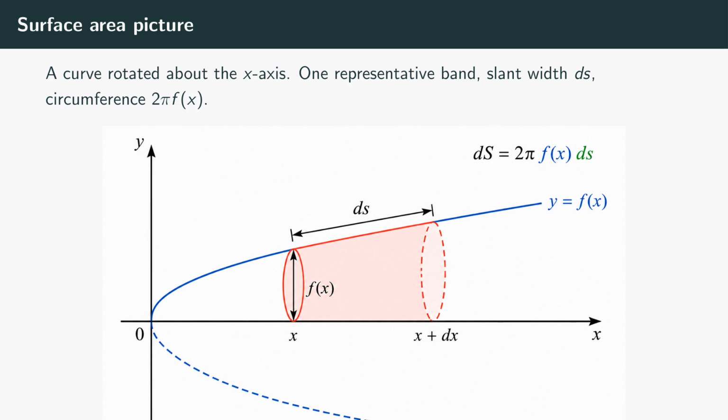Its radius at the front face is f of x, labeled vertically. Its slant width ds is labeled along the diagonal ribbon between the two ellipses. The area of this band, approximately, is circumference times slant width, equals 2 pi f of x times ds. Integrate over x from a to b, summing all the bands, and you get the total surface area: s equals the integral from a to b of 2 pi f of x times the square root of 1 plus f prime of x squared dx. One picture, full formula. Bands of slant width ds summed around the curve.